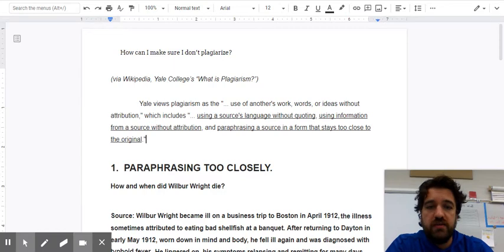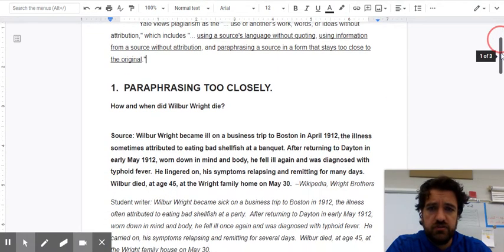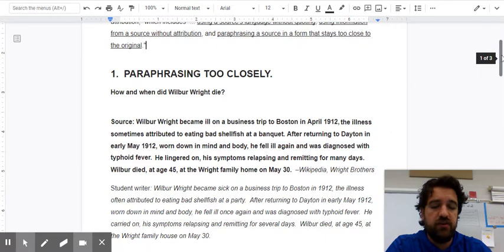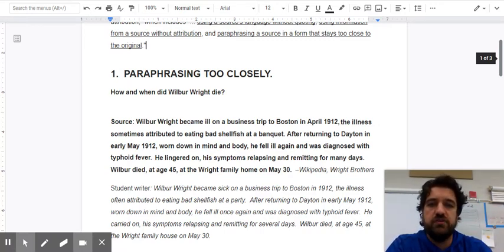So one of the ways that people tend to plagiarize is by what we call paraphrasing too closely. Whenever you hear the word paraphrase, I always think of, well, that's when you put something in your own words, right? That's great. You're taking a reading, you're taking a lecture, and you're sort of putting it through the filter that is your brain, and then showing how you understand it.